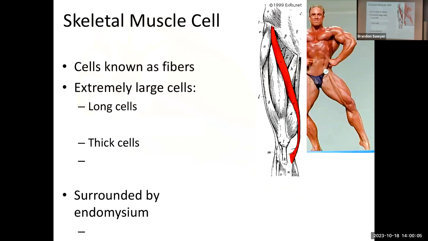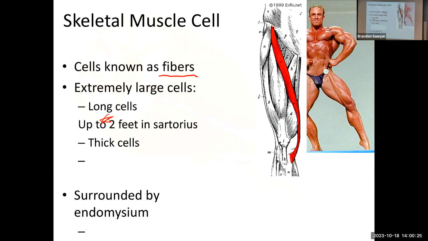Okay. All right. So let's dive a little deeper into skeletal muscle cells here. This is one of 2 cells in the body that are known as fibers. We also call neurons fibers as well. It's just because they're long and tough. Extremely large cells, right? They're very long. We talked about this one already, 2 or 3 feet in the sartorius.